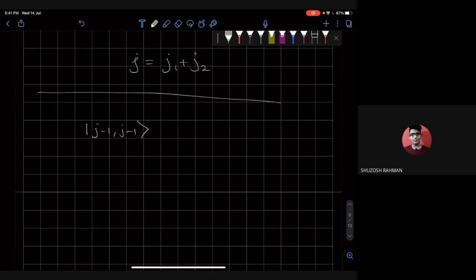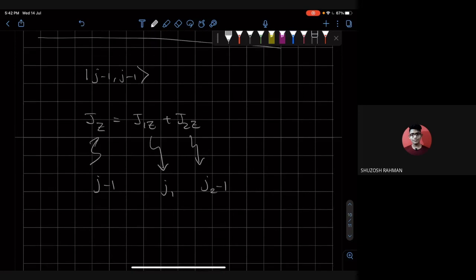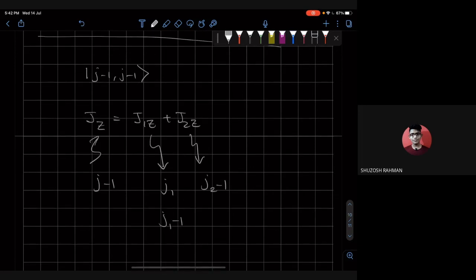Okay. Now the thing is that because Jz is J1z plus J2z, if this is going to have the value J minus 1, it can only happen if this has J1 and this has J2 minus 1, or the first one has J1 minus 1 and the second one has J2. Because J is J1 plus J2, the total Jz has to be J1 plus J2 minus 1. And it can happen in two ways. Either J1z can have J1 and J2z can have J2 minus 1, or J1z can have J1 minus 1 and J2z can have J2. Is that clear?